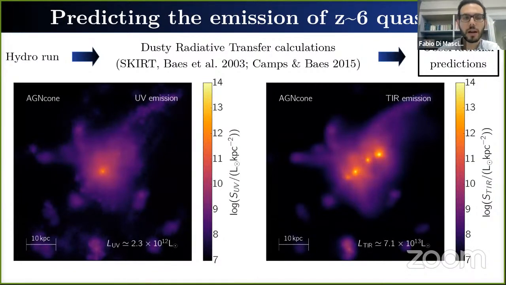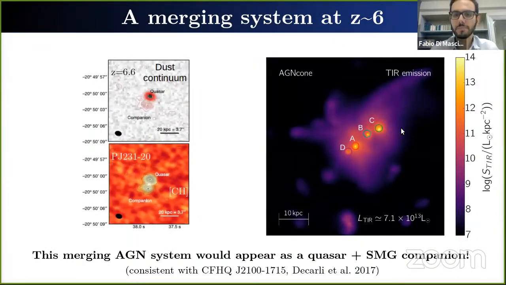Here you can have an example of how this snapshot of the most massive halo looks. On the left, you can see the UV emission, and on the right, the far-infrared emission. The first thing that you can notice is that there is one bright object in the UV and several objects bright in the infrared. I don't have much time to go into detail about this, but this object is an emerging AGN system that would actually appear as a quasar plus an SMG companion, which is something peculiar but also consistent with recent observations. Here I'm showing, for example, the one by Decarli and collaborators of 2017, in which in a sample of 20 quasars, 4 of them were found to have a submillimeter galaxy companion.